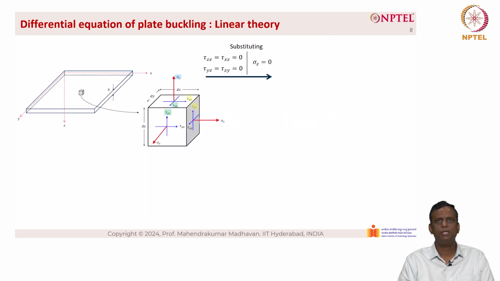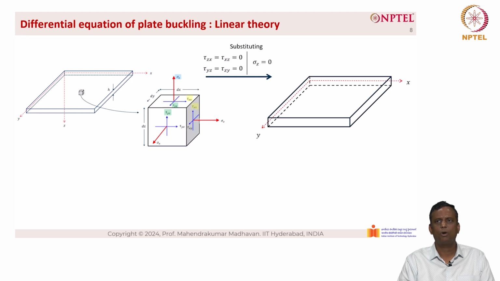Now, substituting tau zx equal to tau xz equal to 0, tau yz equal to tau zy equal to 0, and sigma z equal to 0, we get a small piece of plate, as you can see here. The forces acting in the x direction are Nx, and the forces acting in the y direction are Ny. The shear stresses acting are shown as Nxy, and the complementary shear stresses acting are shown as Nyx.